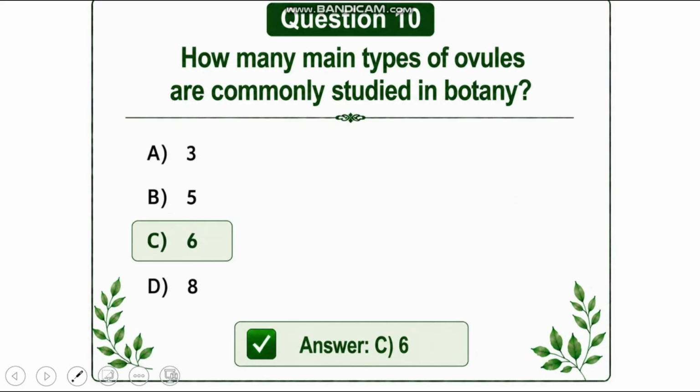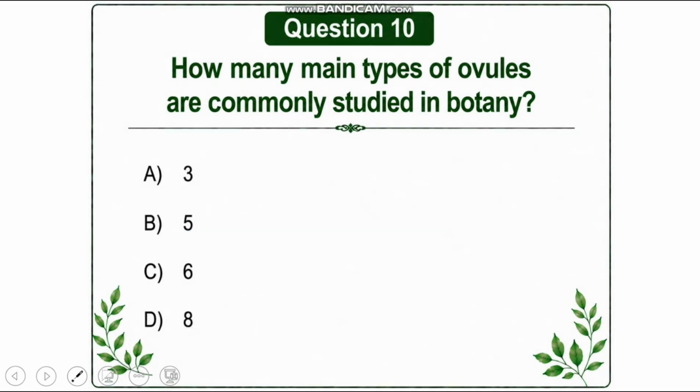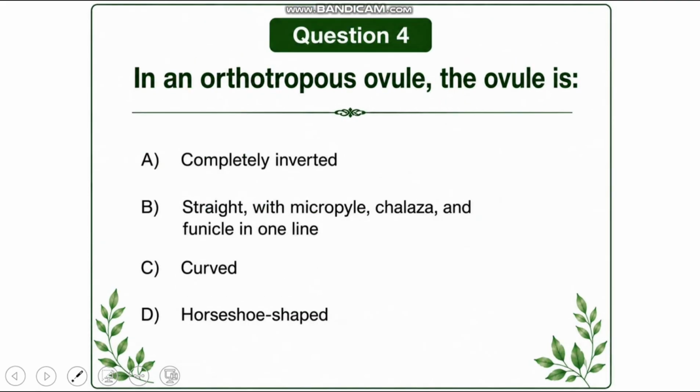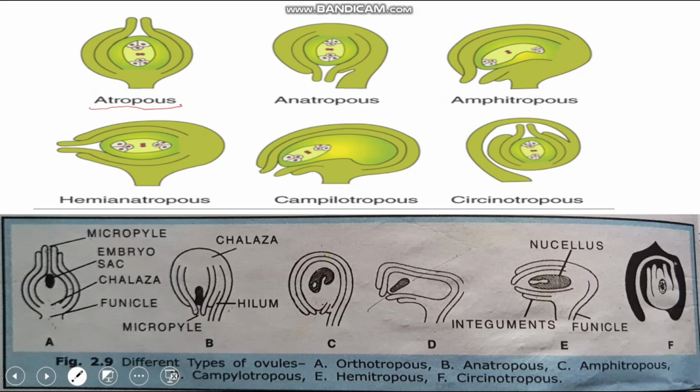Then the last question. How many types of ovule are commonly studied in botany? We studied that there are 6 types of ovule. Here you can see there are 6 types of ovule, from A to F. First one is the orthotropous ovule, then the anatropous ovule, then the amphitropous ovule, then the campylotropous ovule, then the hemianatropous or hemitropous ovule, and the circinotropous ovule. Here a colorful diagram is also present.